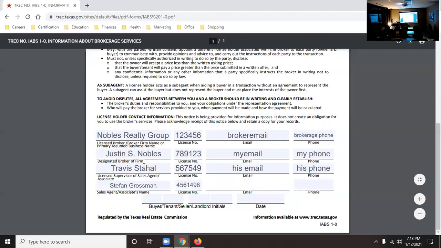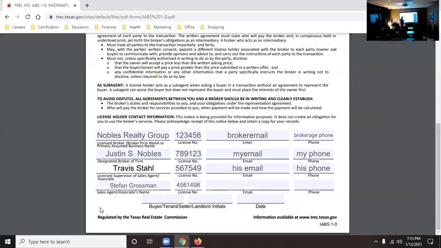Okay. Now the thing is Mr. Stahl, he is not in that particular situation here. Mr. Stahl is still a supervisor. He's not a broker. So Mr. Stahl, you can be a supervisor of Mr. Grossman, even though you are not a broker, because you can be what's called a team lead.